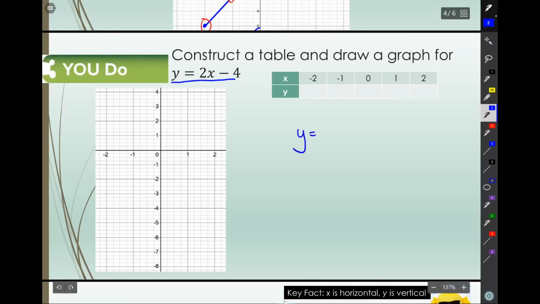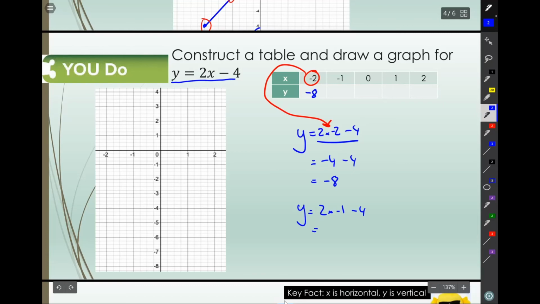Alright. Same process. We take our x value, we substitute it into the equation, and then we simplify. 2 times minus 2 is minus 4. Minus 4 minus 4 is minus 8. That's our y value. Then we go again with minus 1. Minus 2 minus 4 is minus 6. That goes in here. And we continue until we have a handful of points.